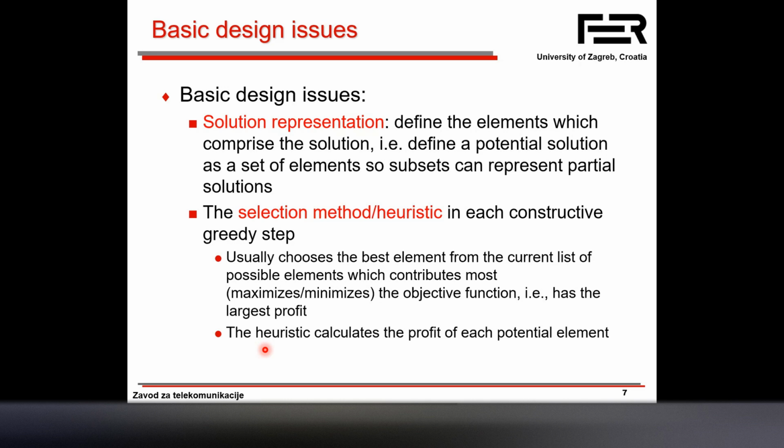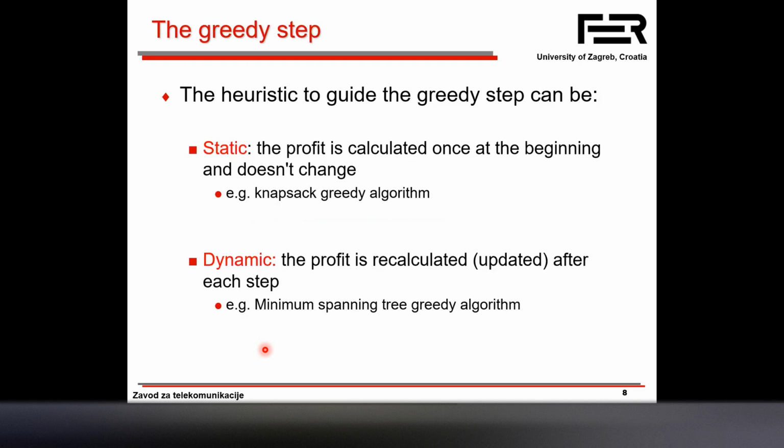And the second thing is, what is the heuristic or selection method in each step? Based on what am I going to decide what will be the next best element in the current list of possible elements? That's going to depend, of course, on my objective function, what it is that I'm trying to maximize, minimize, and so on. This heuristic will then have to calculate the profit of each potential element and decide which element is now best to add to the solution.